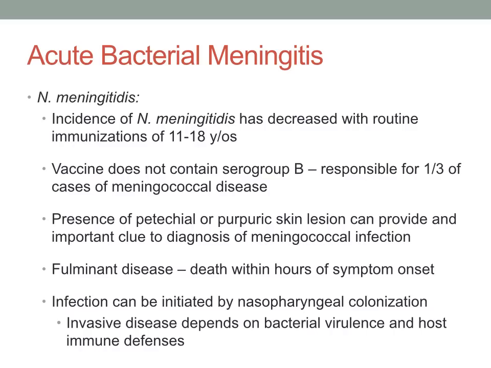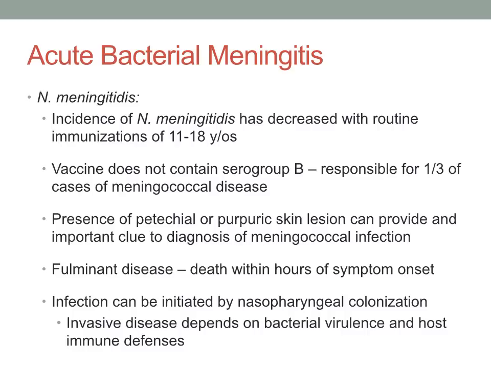Neisseria is a pretty deadly form of meningitis. It has decreased because we do have immunizations for this, and we'll cover that in pediatrics. But we still do see this. The vaccine does not contain the serogroup B, which is responsible for 1/3 of these cases of meningococcal disease. So when you hear Neisseria meningitis, you want to also think meningococcal. Those terms should be used synonymously, just like before with strep pneumo, we call it pneumococcal.